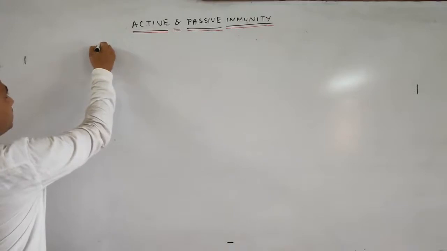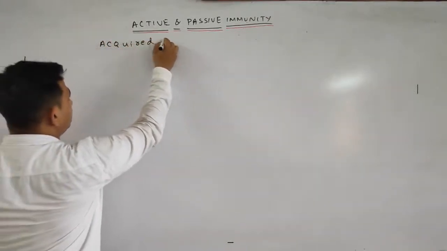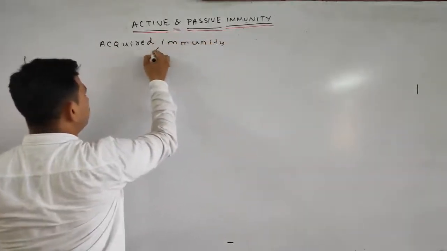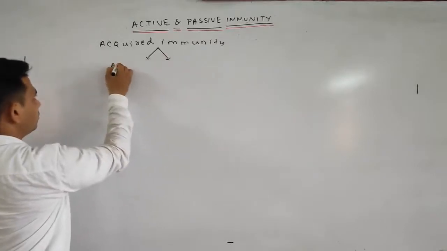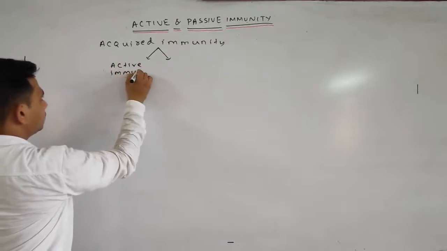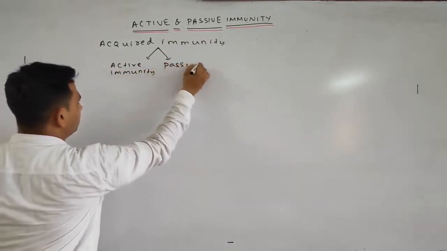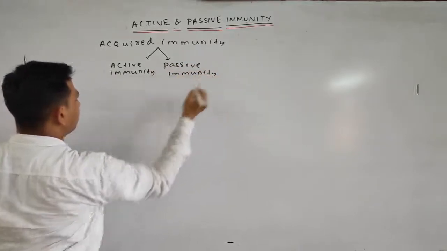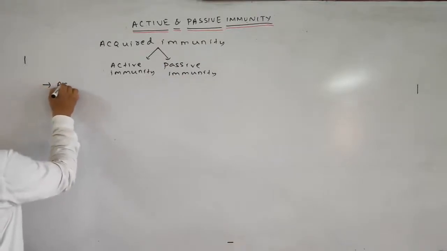We can say acquired immunity is divided into two types. One is active immunity, and another one is passive immunity. So first we'll discuss active immunity.